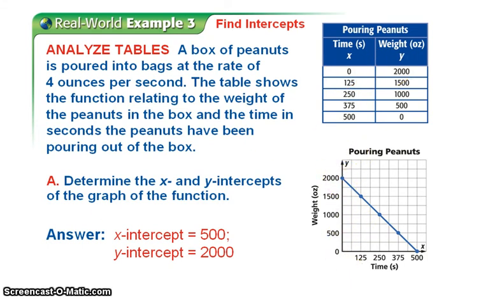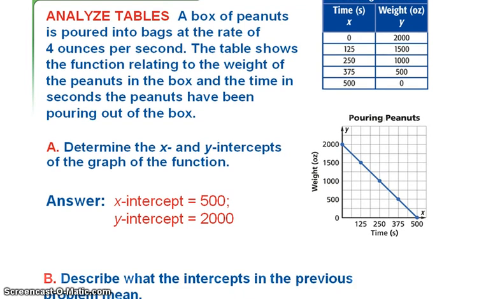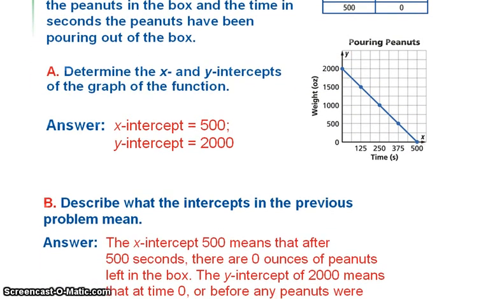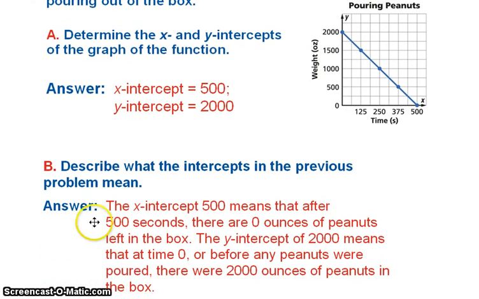Okay, now B says, describe what the intercepts in the previous problem mean. So what do these actually mean? We know the numbers, but what does that mean in context of this peanut problem? If we look at our graph here, it says the x-intercept 500 means that after 500 seconds, there are 0 ounces of peanuts left in the box. Again, your x-axis represents time. So at 500 seconds, you've got 0 peanuts left in the box.